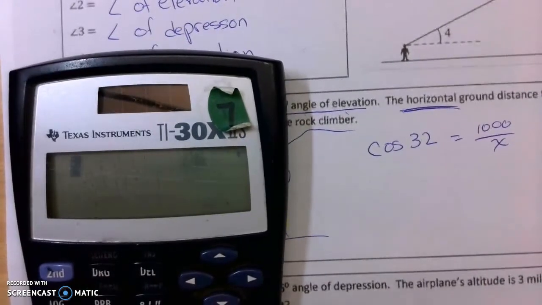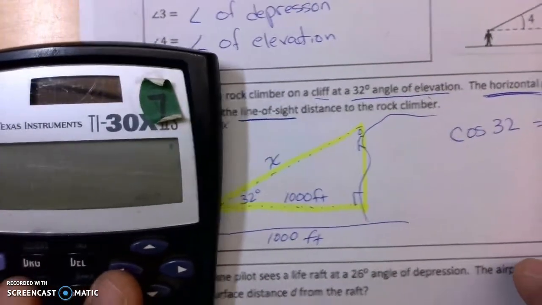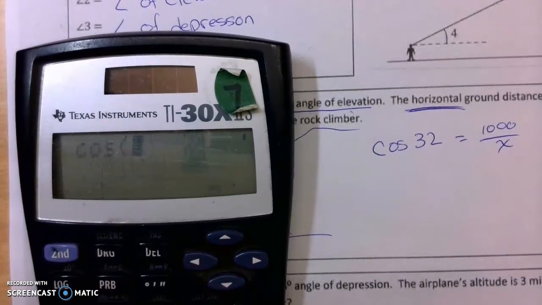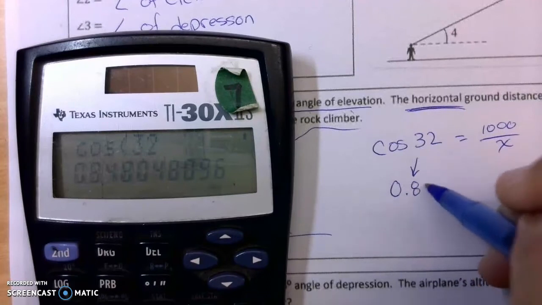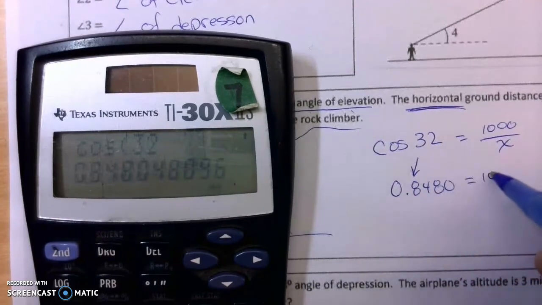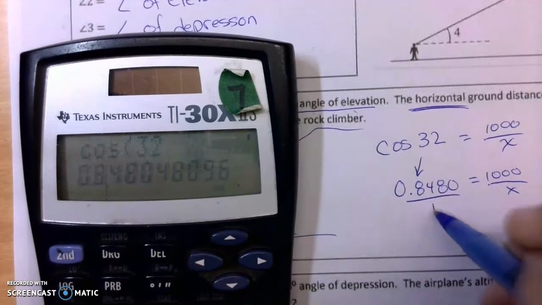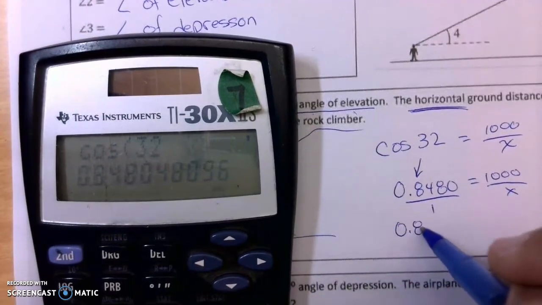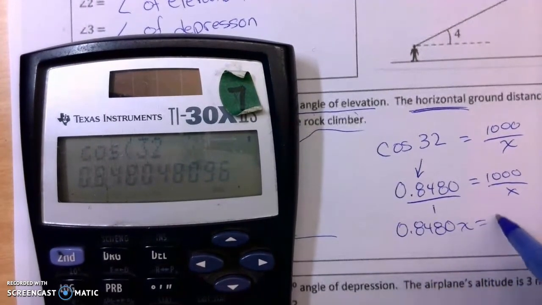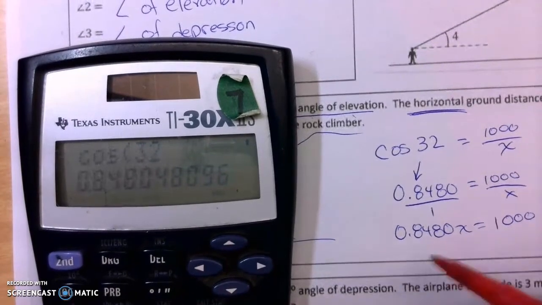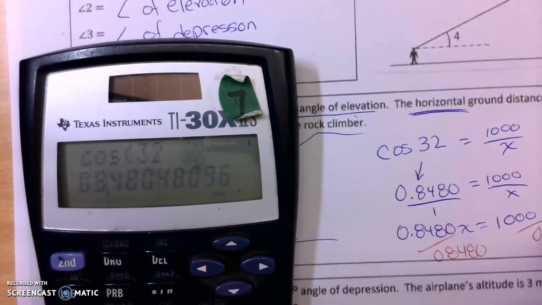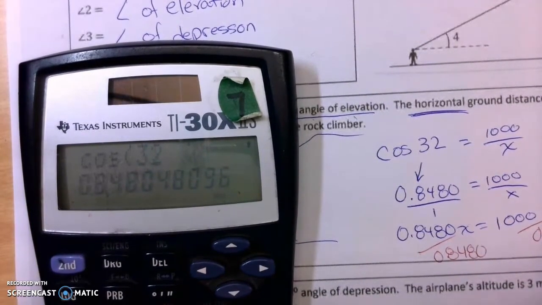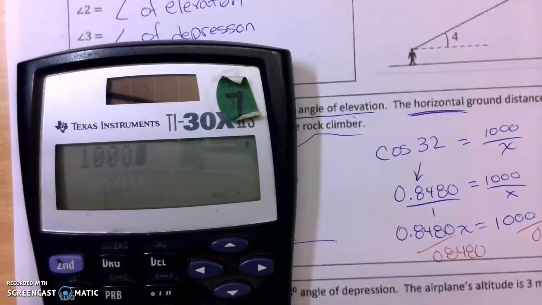Right? And then, of course, at this point, everything is just based on the calculator here. So let me go cosine of 32 degrees turns into 0.8480 over 1,000 over x. X is on the bottom, so I'm going to put that over 1. So I got 0.8480x is equal to 1 times 1,000 is 1,000. And then I'm going to have to divide by 0.8480. And then we will get the line of sight. So 1,000 divided by 0.848.